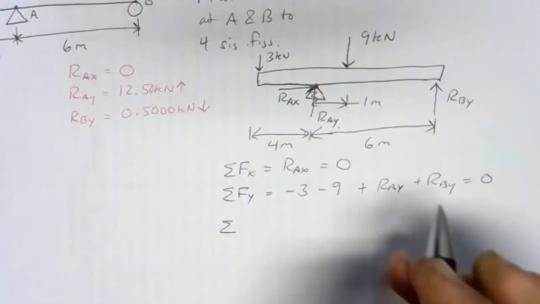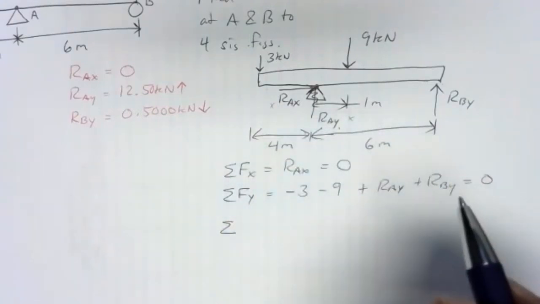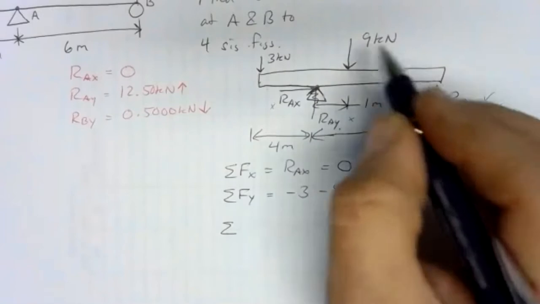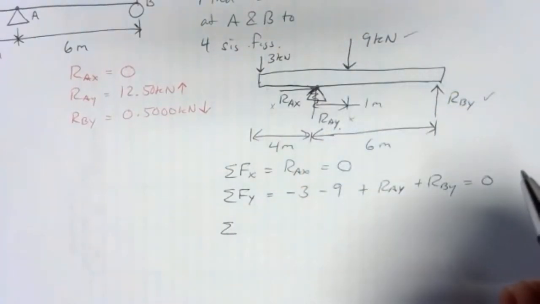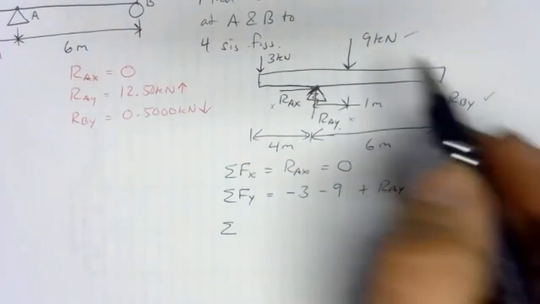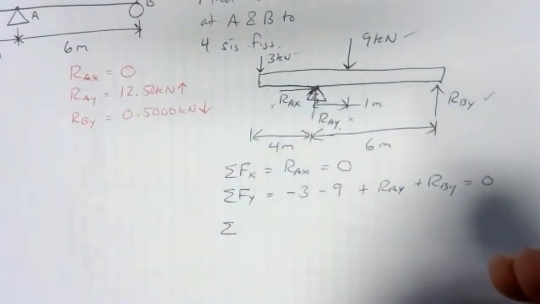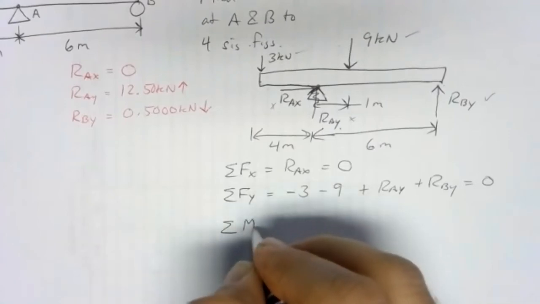So if you pick point A, we've got some moments here. RAY and RAX will not produce a moment. RBY will, because it's got an arm, and the 9 kilonewtons has an arm, so it will create a moment there. And then we have the 3 kilonewton force. So that will create a moment. So we've got three terms in our moment equation about point A.